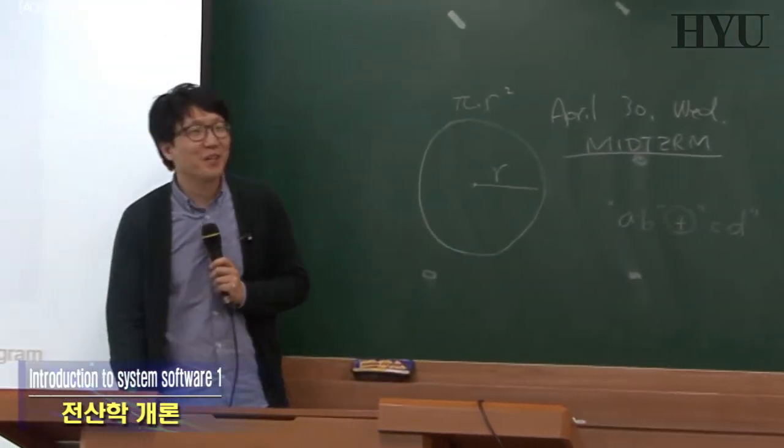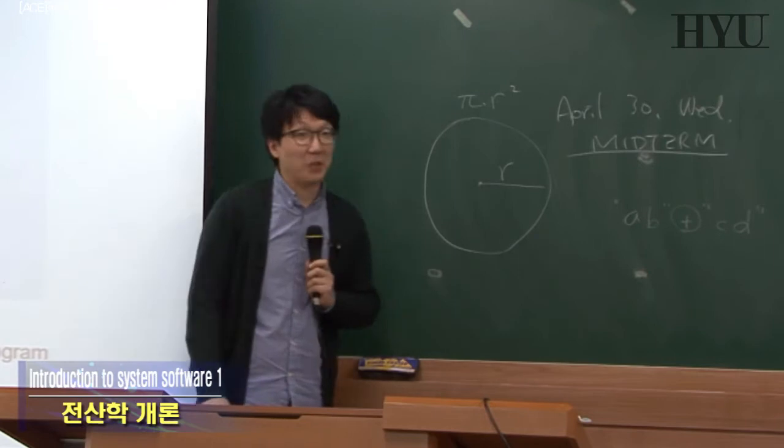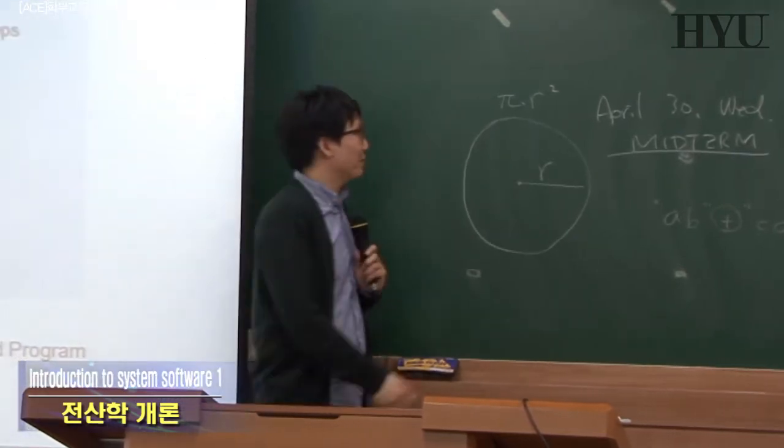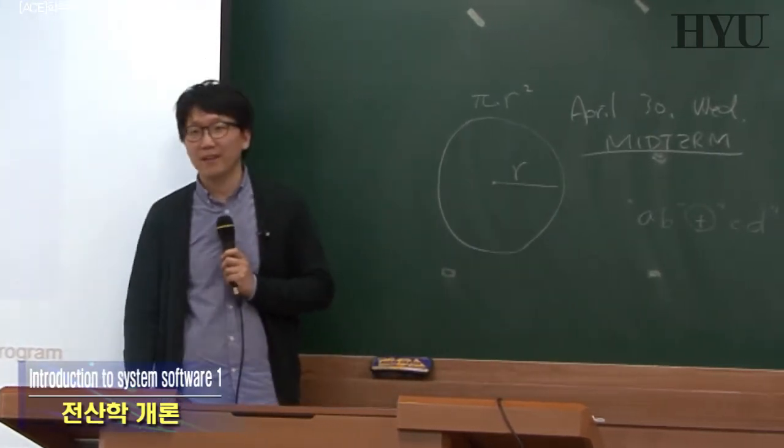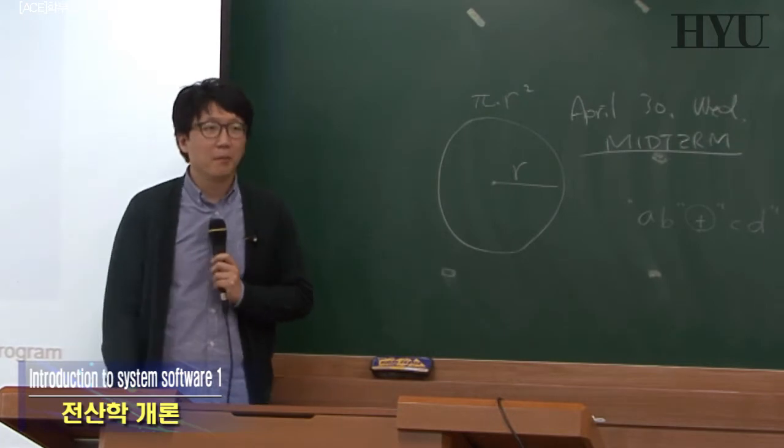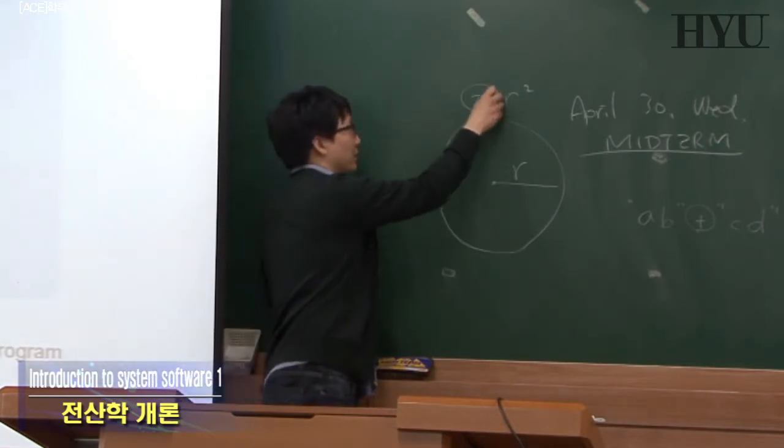Okay, I like to write a program this way. So I will get this radius value from the users. Okay, that's no problem. But how do you get the value of this?